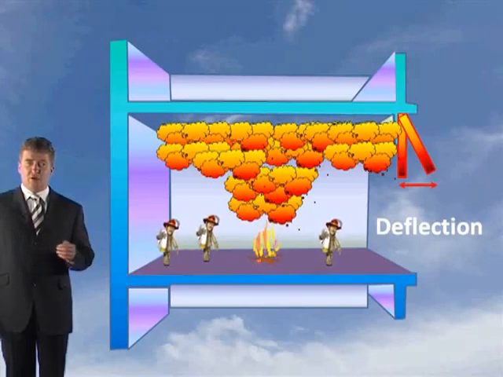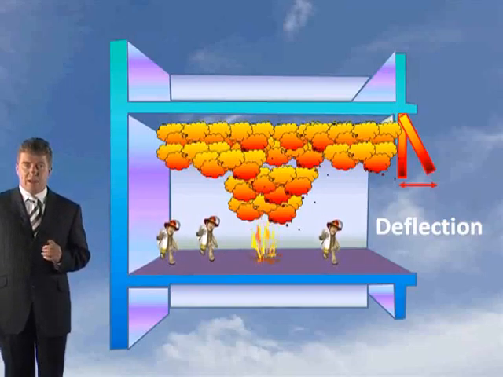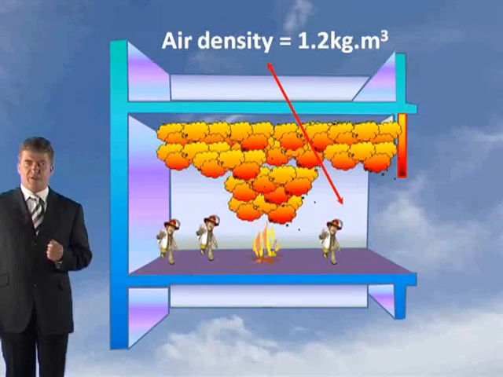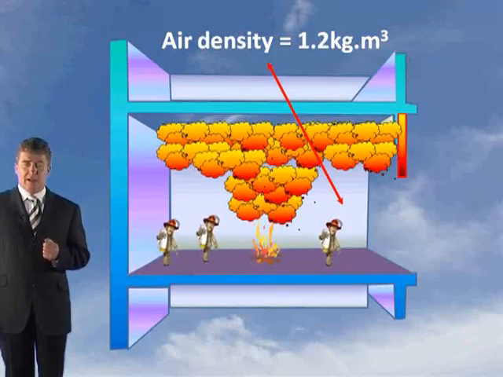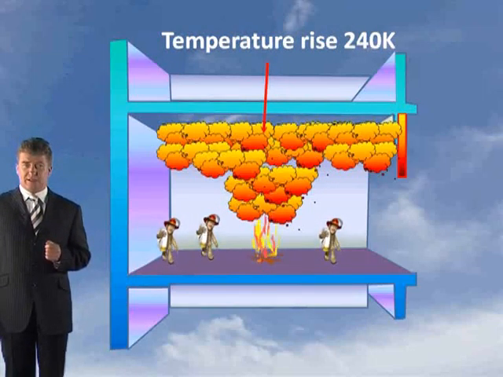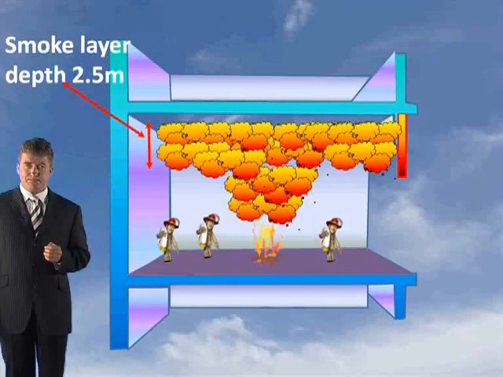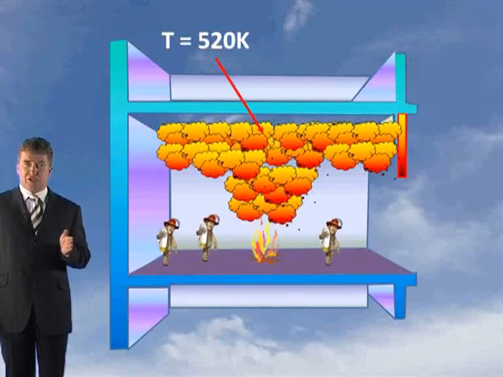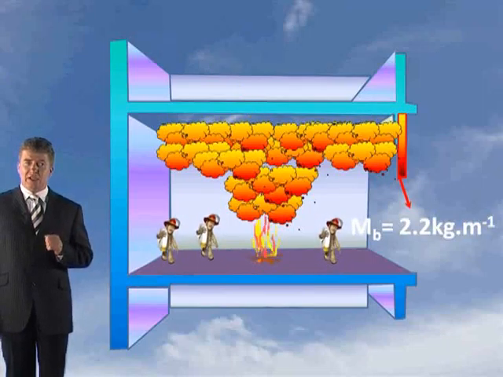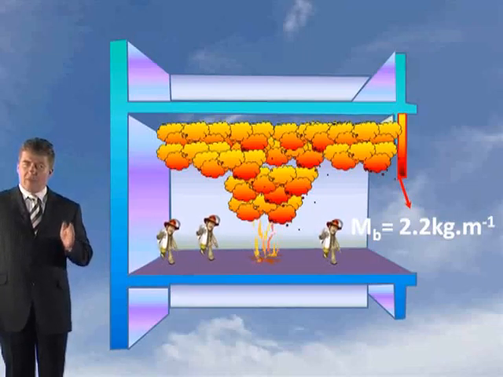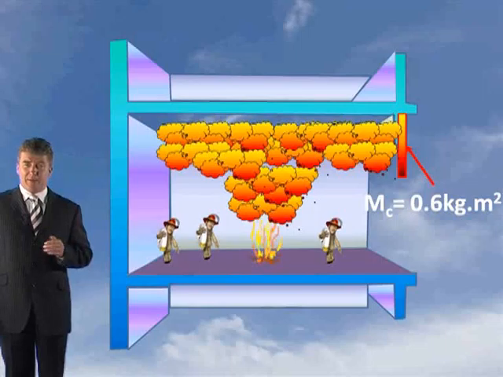Let's do a typical example then. Let's determine the deflection of a smoke curtain knowing the following criteria. The density of ambient air, we'll just assume for this, is 1.2 kilograms per metre cubed. Theta, the temperature rise, is 240 degrees. The depth of the gas layer is 2.5 metres. The local smoke temperature is 520 degrees Kelvin. The weight per metre length of the curtain's bottom bar is 2.2 kilograms per metre. And the weight per metre squared of the curtain fabric is 0.6 kilograms per metre squared.